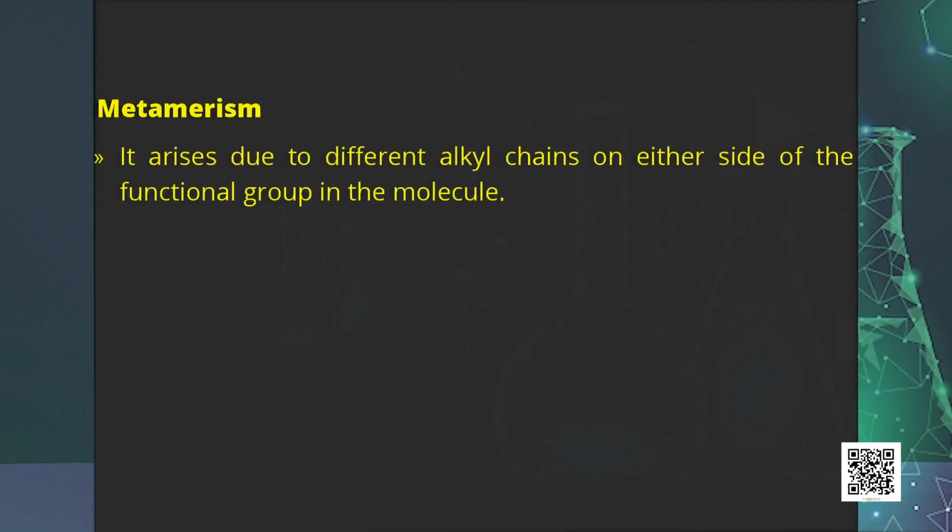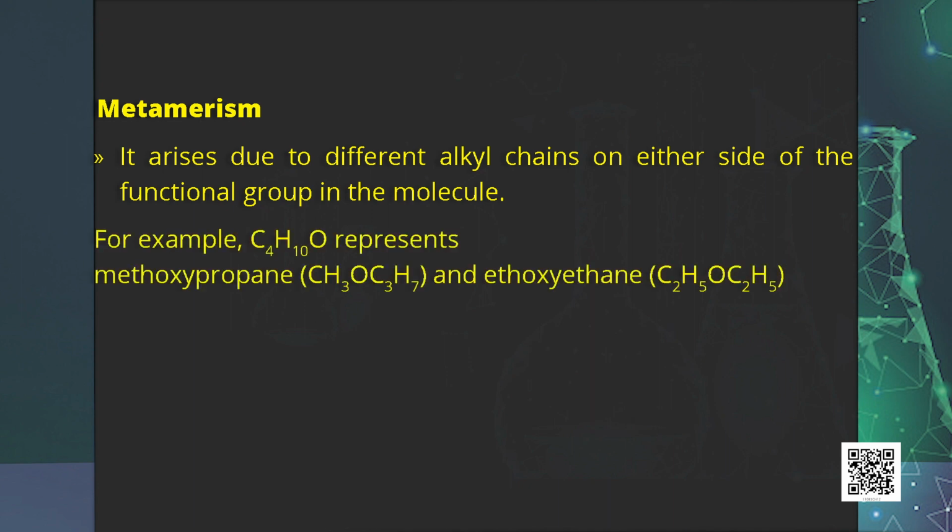It arises due to different alkyl chains on either side of the functional group in the molecule. For example, the organic compound C4H10O represents methoxypropane and ethoxyethane. That's all about structural isomerism. Now let us talk about another type of isomerism, that is stereoisomerism.